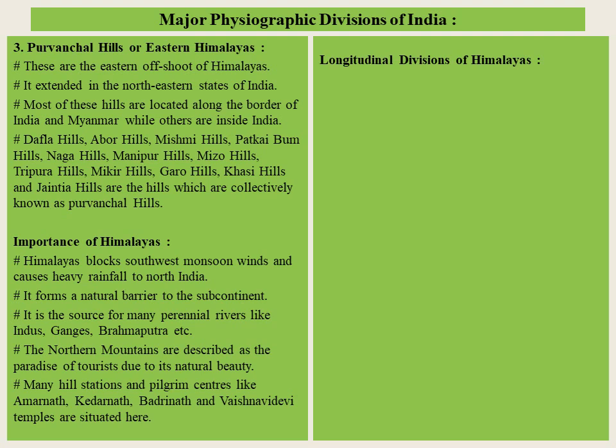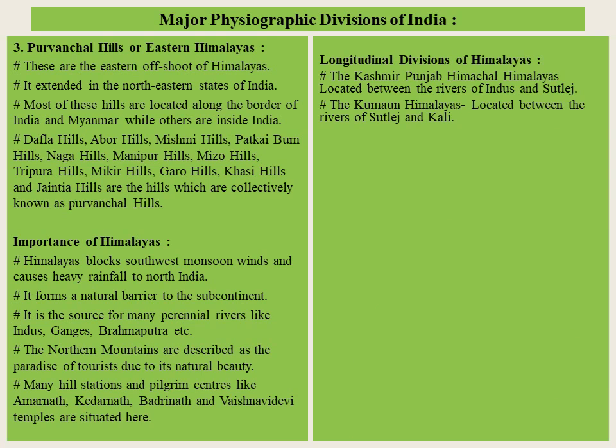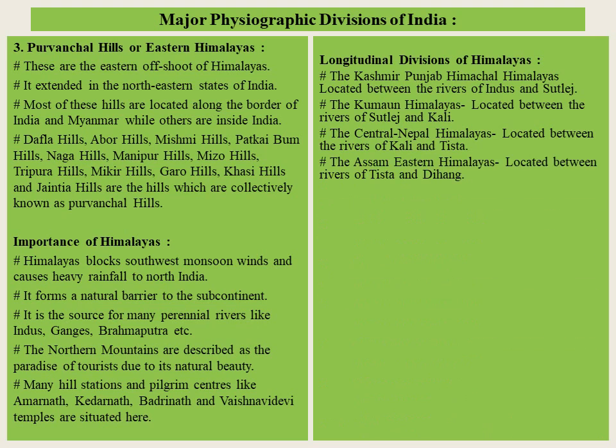The next is the longitudinal divisions of the Himalayas. The Kashmir, Punjab and Himachal Himalayas are located between the rivers Indus and Sutlej. The Kumaon Himalayas are located between the rivers Sutlej and Kali. The Central Nepal Himalayas are located between the rivers Kali and Tista. The Assam or Eastern Himalayas are located between the rivers Tista and Dihang.